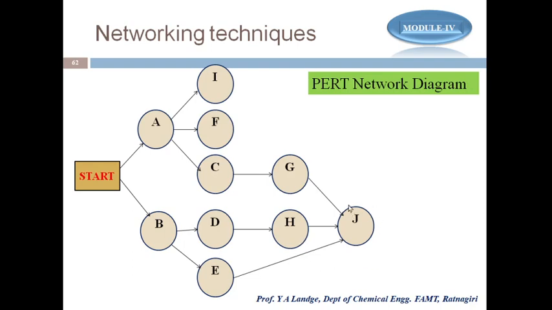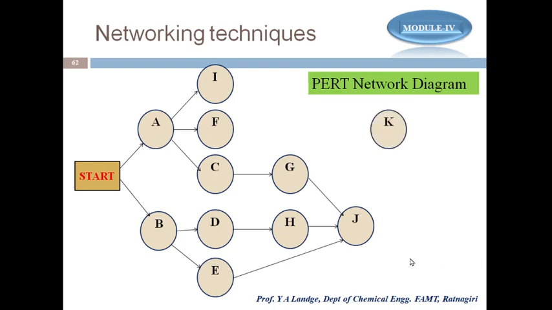Now, as per the rules of drawing this network diagram, we are not taking J here because if I take it here, then somewhere there might be a crossing. That's why I am taking it this way, because J depends on G, H, and E. So once E is completed, J still waits for G and H to be completed.